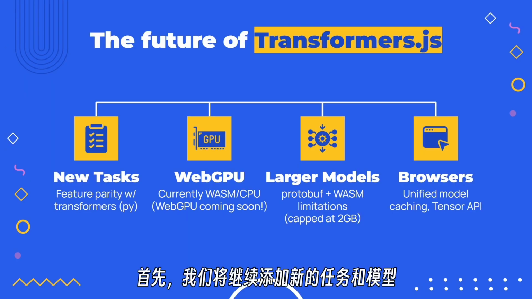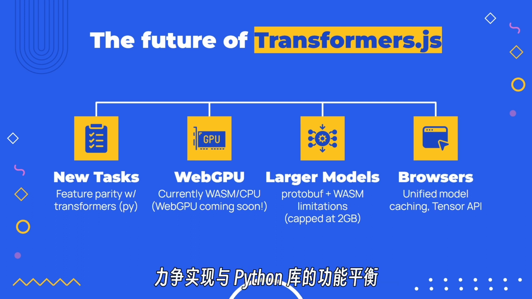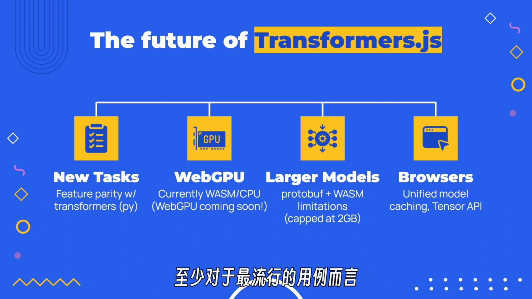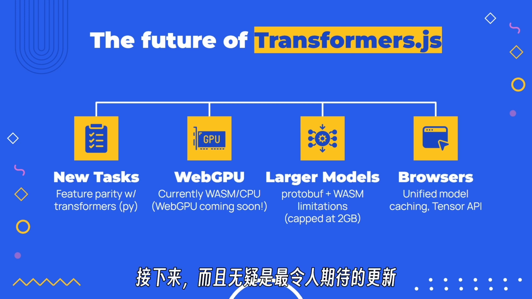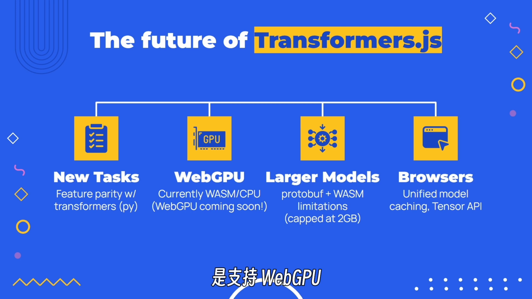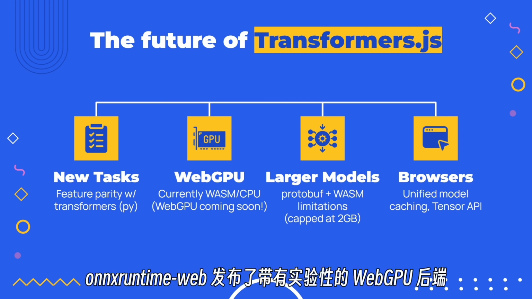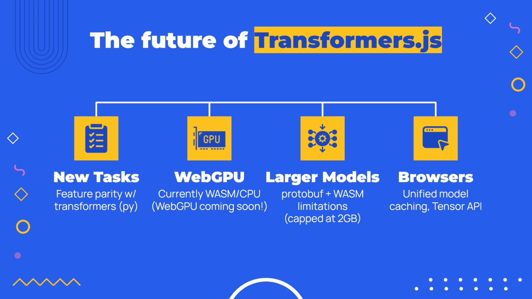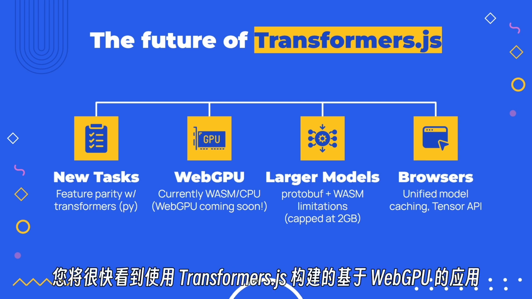Well, first of all, we'll continue adding new tasks and models, aiming to achieve feature parity with the Python library, at least for the most popular use cases. Next, and definitely the most anticipated update, is for WebGPU support. As of last week, ONNX Runtime Web now ships with an experimental WebGPU backend. And after we do a bit more testing, you'll soon see WebGPU-powered apps being built with Transformers.js.